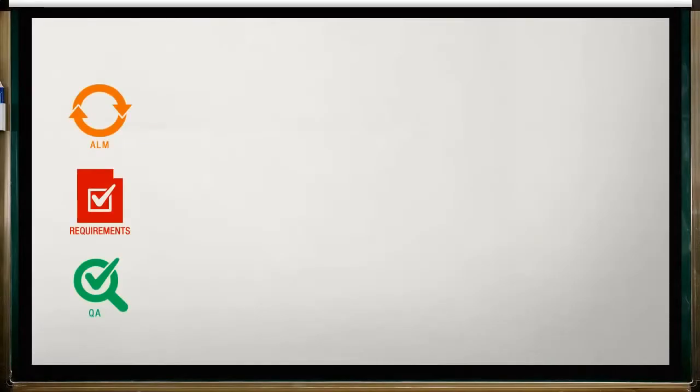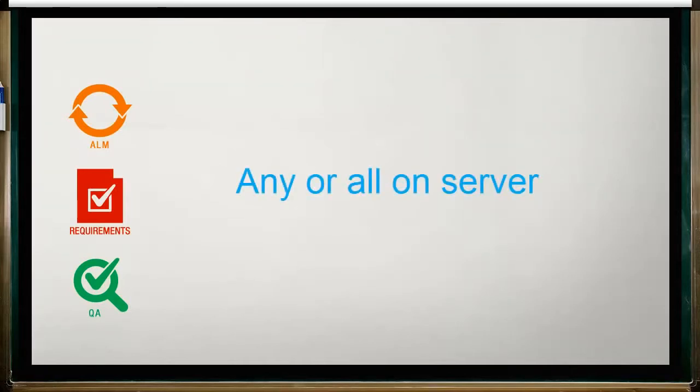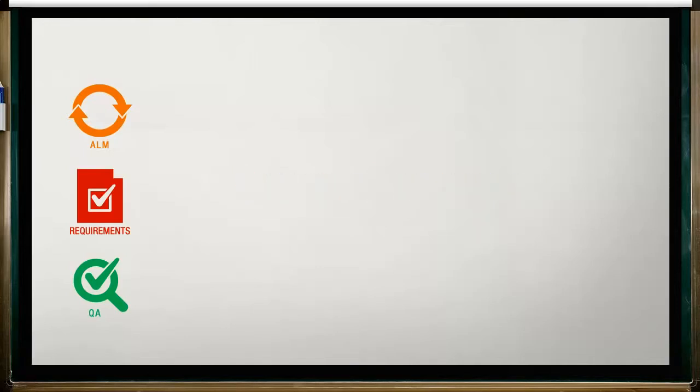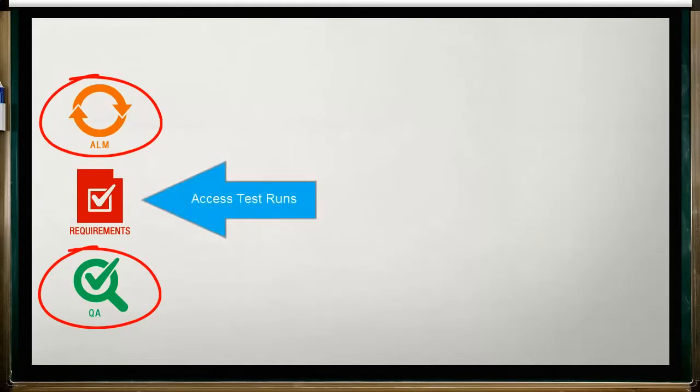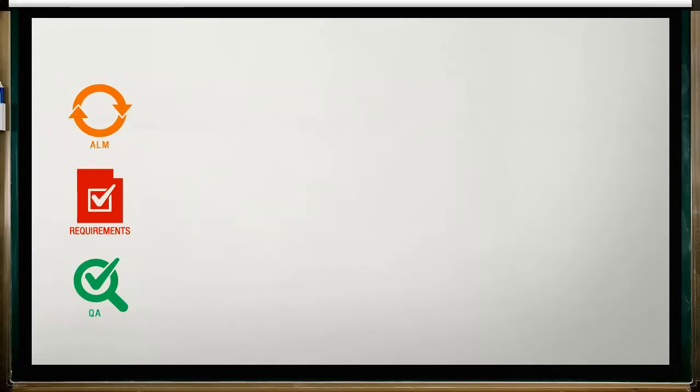All these Polarion products have some test management capabilities. Licenses for all products can coexist on the same server, and in some cases you may need a mix of licenses to use some features. For example, you need an ALM or QA license in order for requirements users to browse test runs.